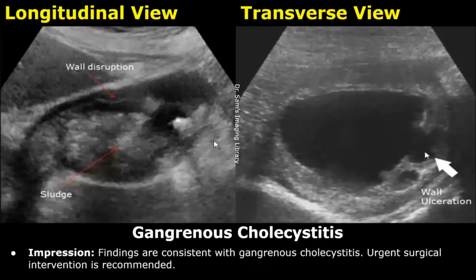In the impression, you can write findings are consistent with gangrenous cholecystitis. You must write urgent surgical intervention is recommended, because this is an emergency case.